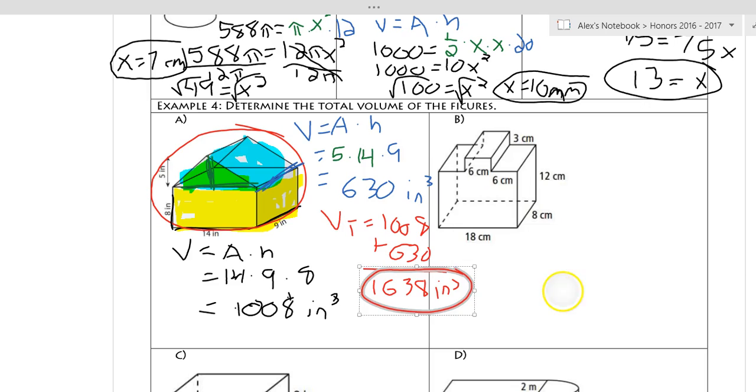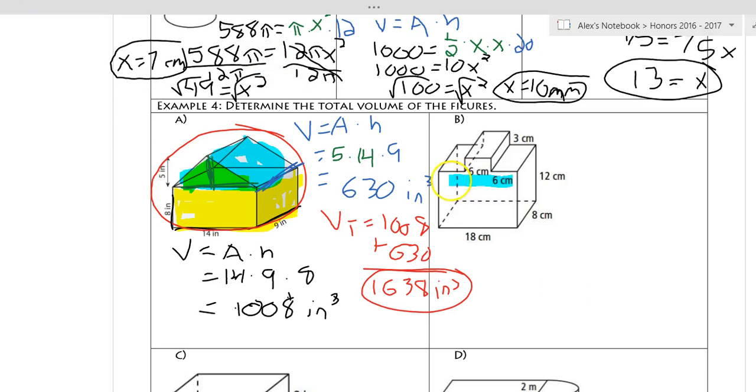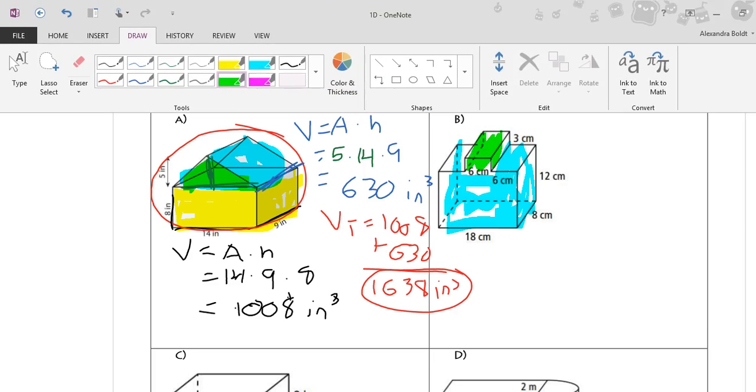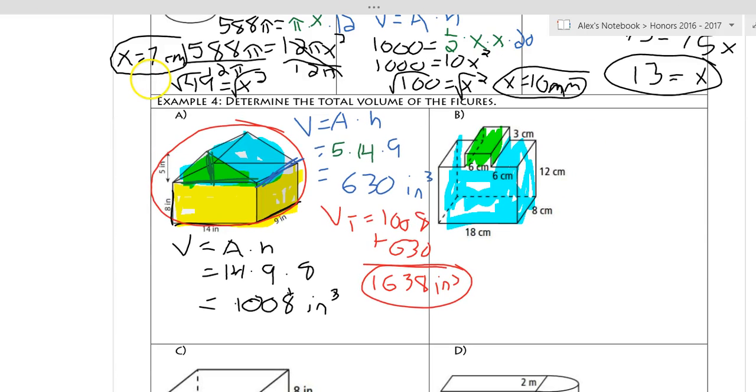Alright, looking at B. Again, I have two different prisms here. I have this prism on bottom, and I have another rectangular prism on top here. So I'm going to find the volume of the larger prism first. And again, that's the area of the base times the height. So I have 18 times 8 times 12.